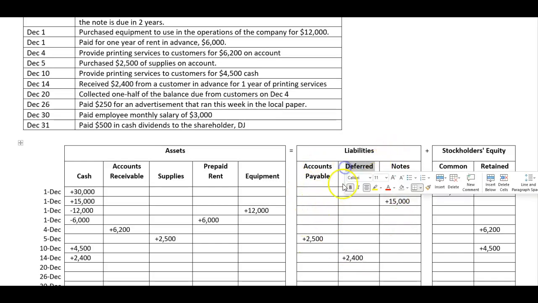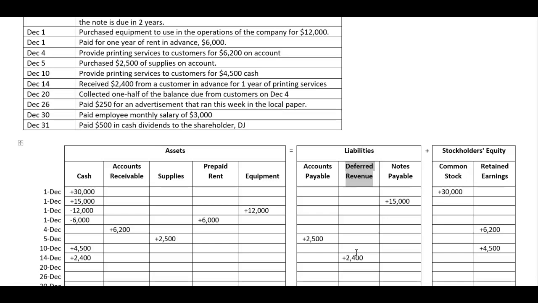Deferred revenue, it may also be termed unearned revenue. If you're watching other videos out there, you may see unearned revenue. It's the same concept. We've received money up front. We haven't earned it. So we're deferring the recognition. We're pushing off the recognition of that revenue into the future period when we actually do meet that obligation.